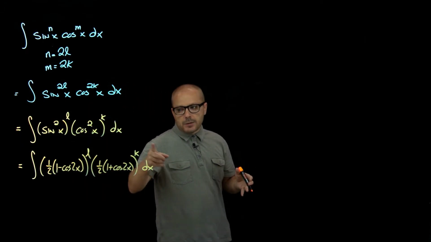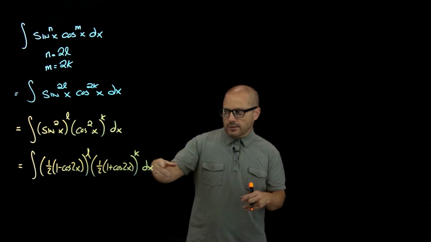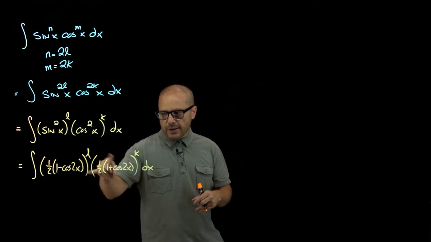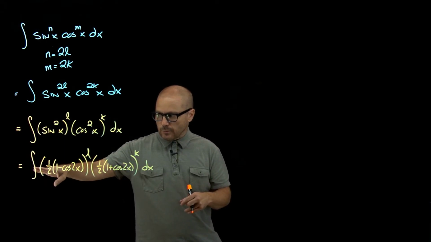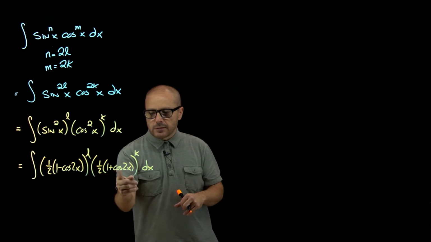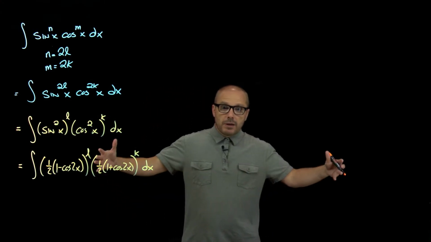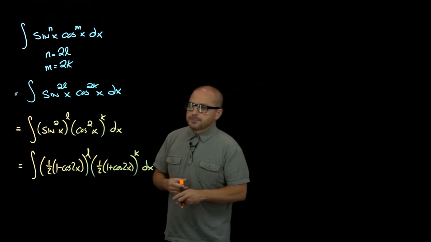And then, depending on the L and the K, there's a lot of foiling out that has to happen there, right? You've got a binomial. The halves could come outside the integral. Half to the L and half to the K could multiply and come out. And then you'd have to FOIL out all this and FOIL out all this. You'd have a big polynomial of cosine 2x to various powers.